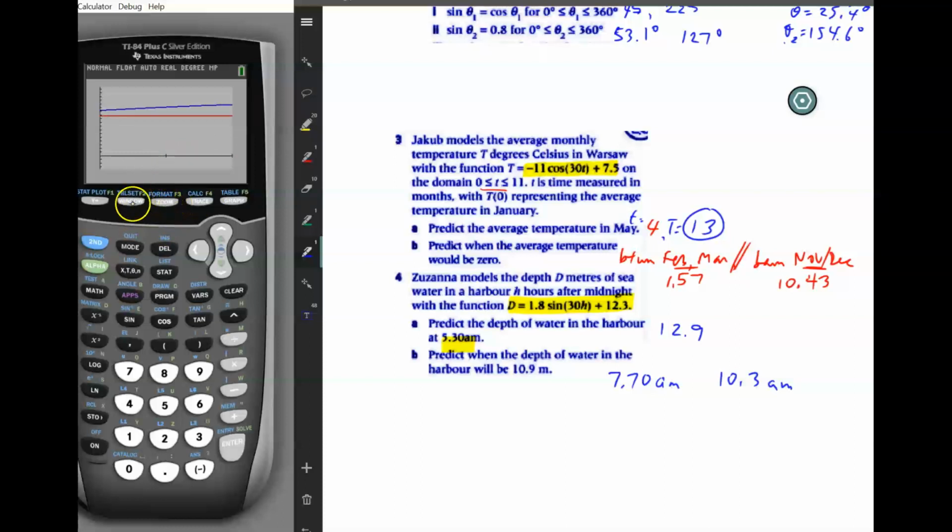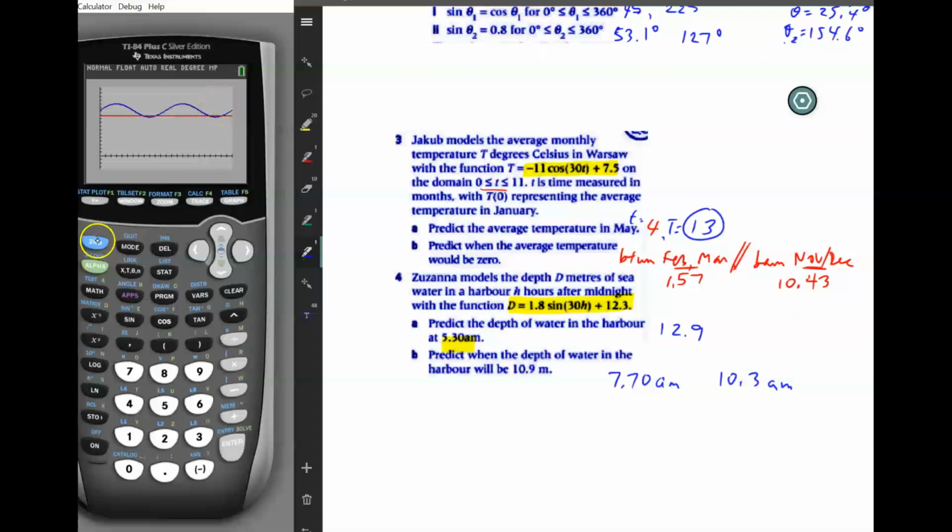Let's go back to window. And then I'm going to change X max to 24, not 2. And then I'm going to graph again. And we'll see if there are more intersections than just those two. And if there are more, then we're going to need to do that again. Okay, looks like there would be 2 more, right? Yeah.